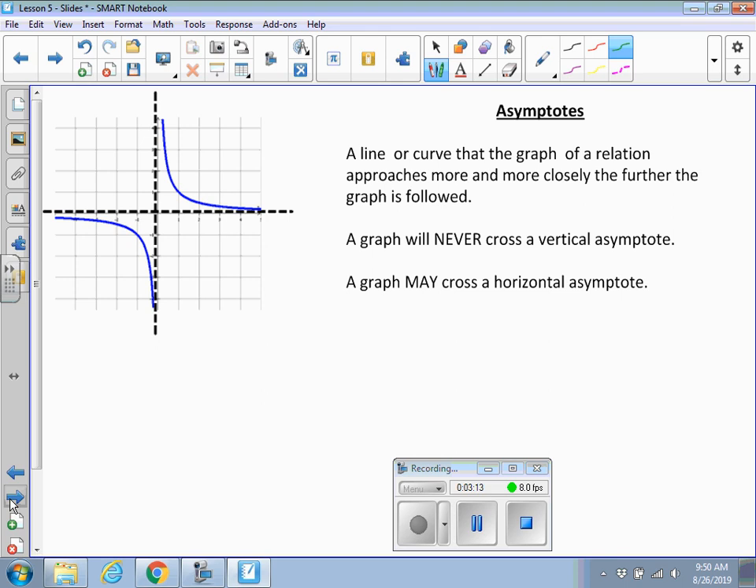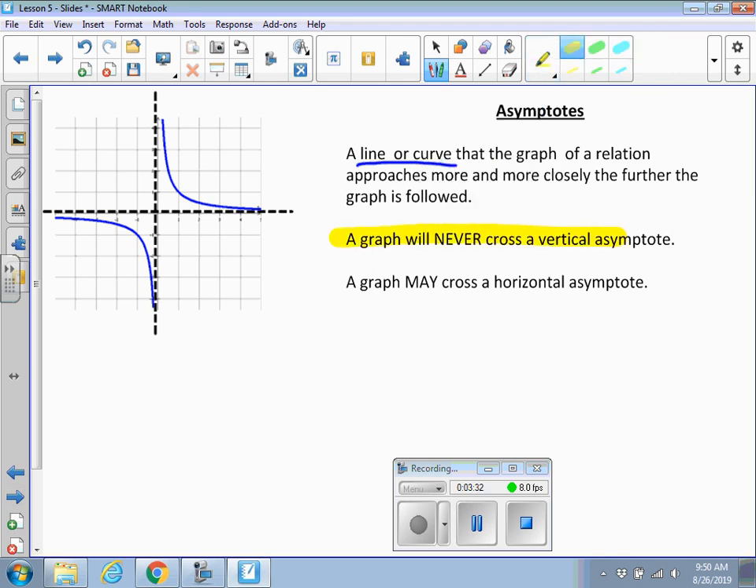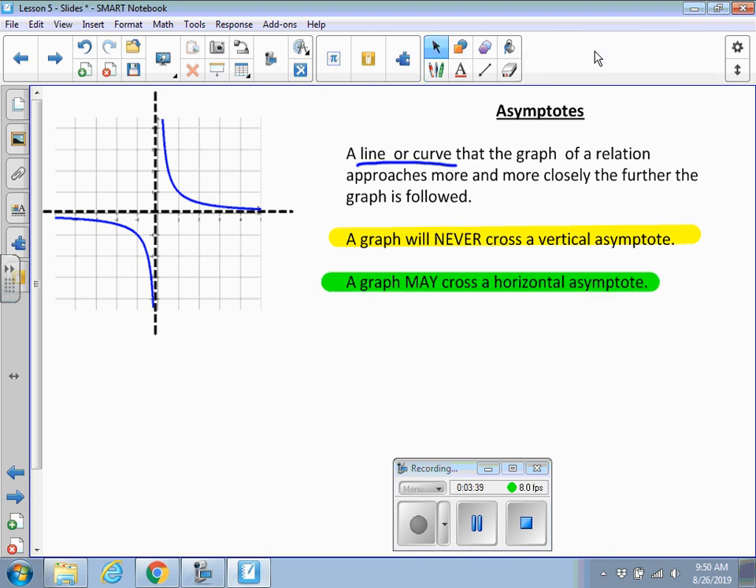The next thing we're going to talk about is asymptotes. We're going to have vertical and horizontal asymptotes. Later on in the year, we'll see that we can also have slant asymptotes, but we're not going to be super concerned about them right now. An asymptote is a line or curve that the graph of a relation approaches more and more closely the further the graph is followed. Now, 2 points to note here. A graph will never cross a vertical asymptote, ever. A graph may cross a horizontal asymptote. So those are the differences there.